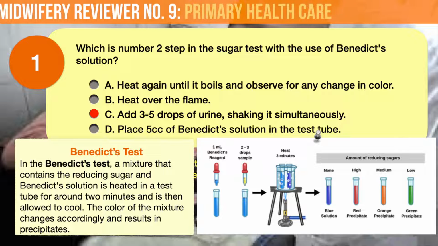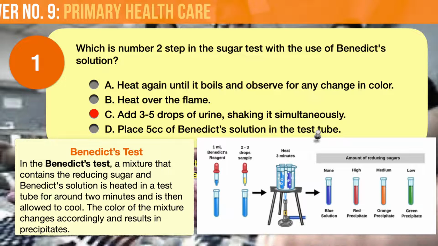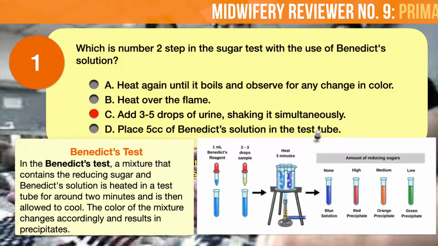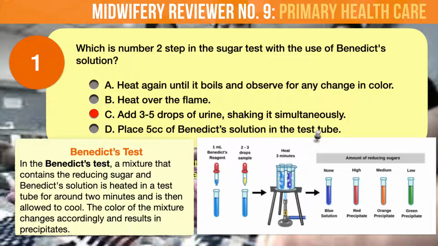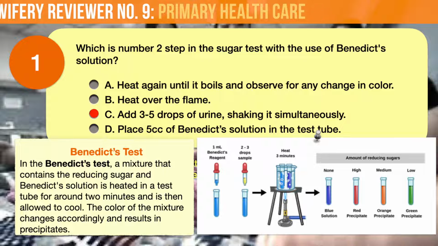Benedict solution is blue if simple carbohydrates are present. It will change color, green or yellow if the amount is low, and red if it is high. In the Benedict's test, a mixture that contains the reducing sugar and Benedict solution is heated in a test tube for around 2 minutes, and is then allowed to cool. The color of the mixture changes accordingly and results in precipitates.